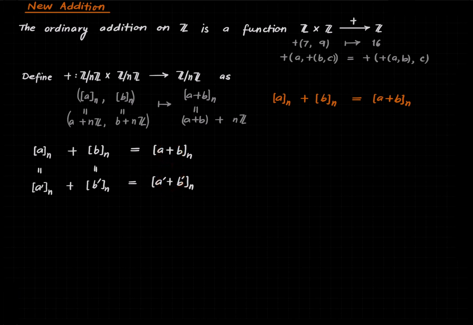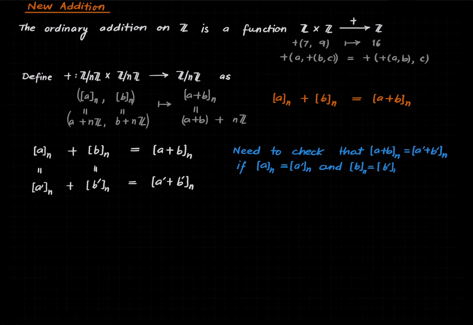So we just need to check. This is a very important point, that there is a check here. We need to check that the equivalence class of A plus B is equal to the equivalence class of A prime plus B prime if the equivalence class of A equals the equivalence class of A prime and the equivalence class of B is equal to the equivalence class of B prime. We need to check this. But is it difficult? It is not at all difficult.